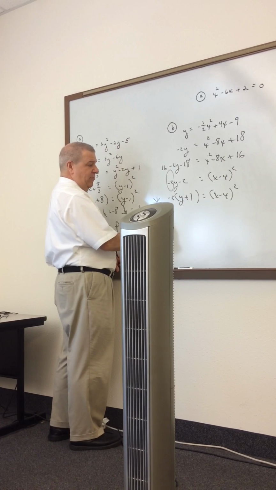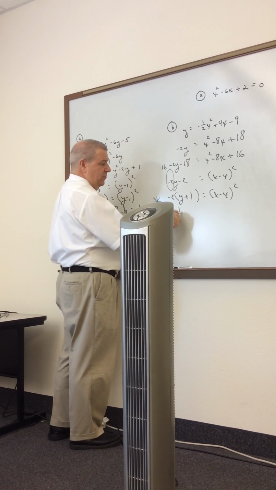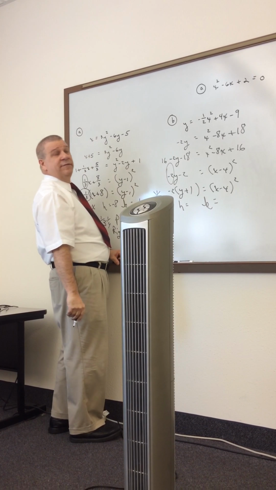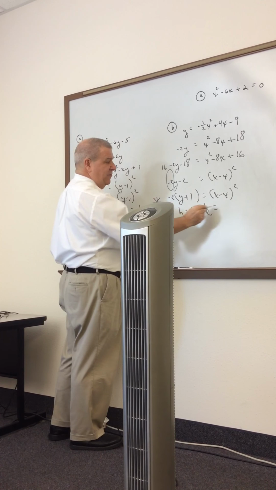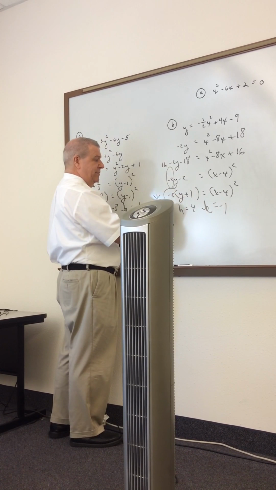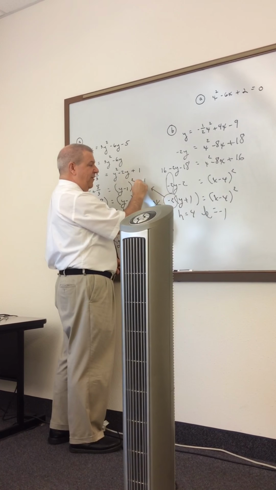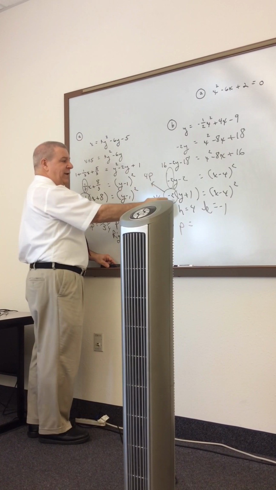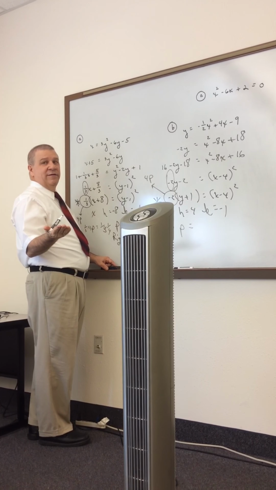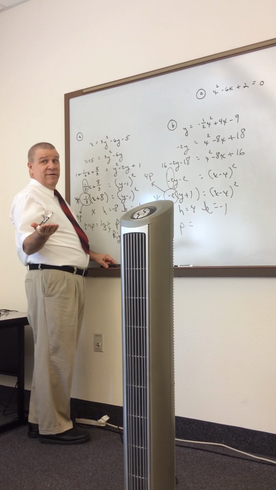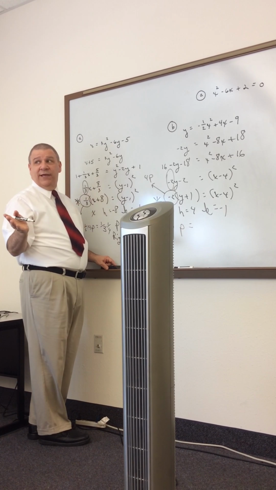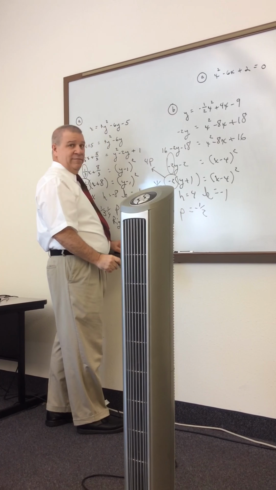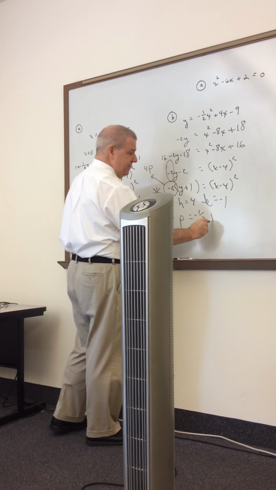What's the type? Y. What's H and K? Dave? 4, -1. H is 4, K is -1. Now look, remember that number in front is 4p. So if 4p equals -2, what's p? Rob? -1/2. So where's it open? Down.